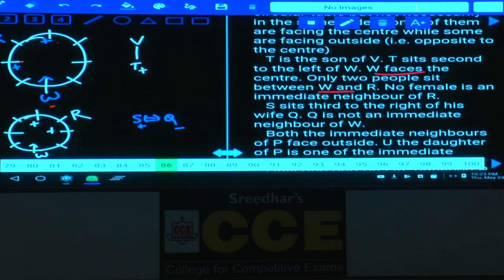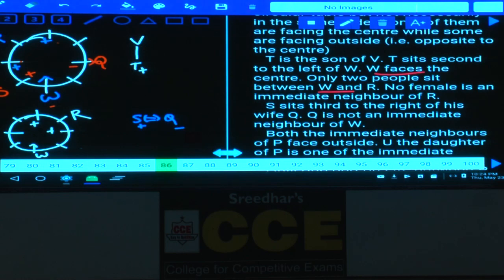Are you following this one or not? And finally Q is at this place. As Q is here, S sits to the right of his wife Q. S and R cannot be in the same place, so what is the other possibility? S must be here. If S is here, S is seated to the right-hand side, hence Q must be away from the center. Q is a female and S is a male.